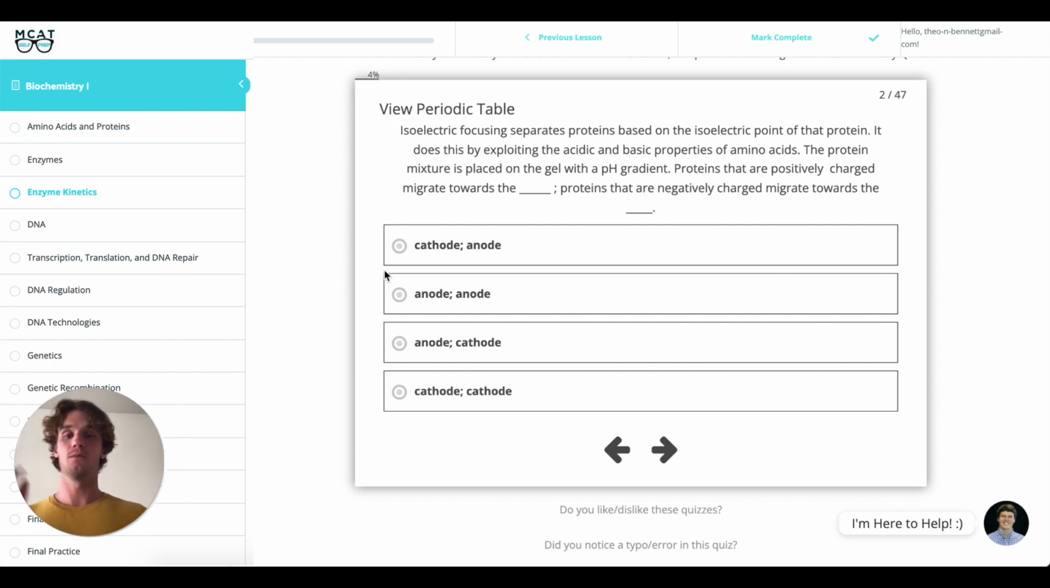Okay, so that was a lot. This question is actually pretty difficult. But for the negative proteins, negatively charged proteins, it's just going to be the opposite. So we'll choose this first answer.